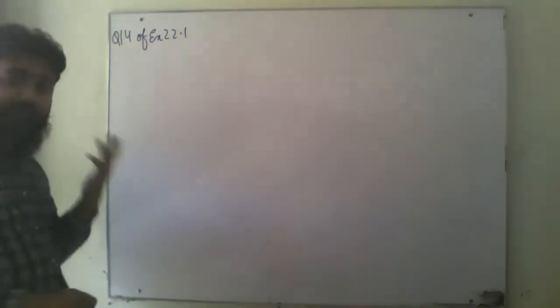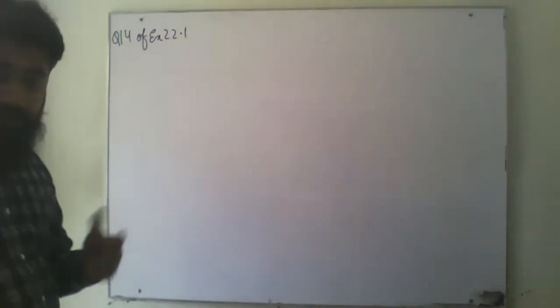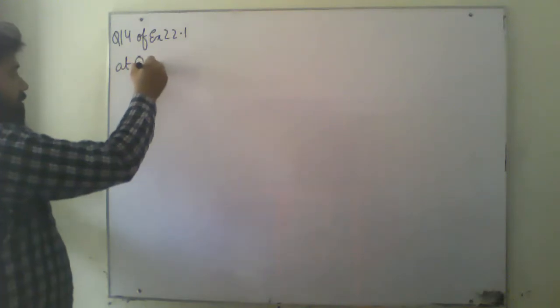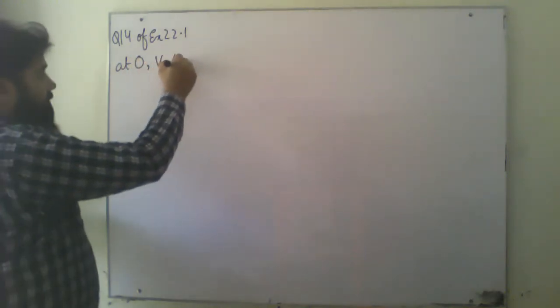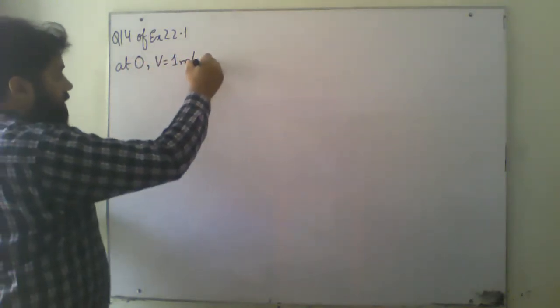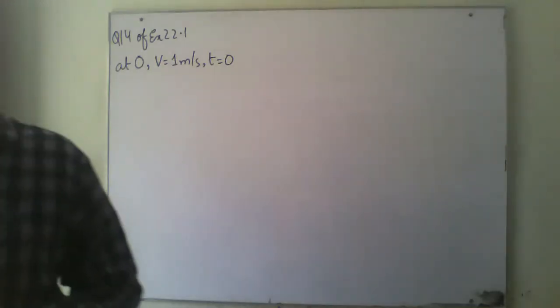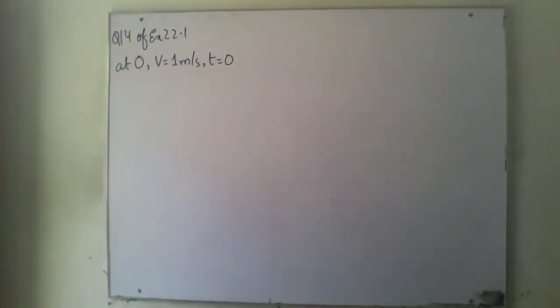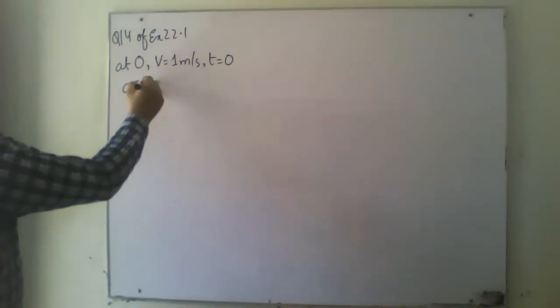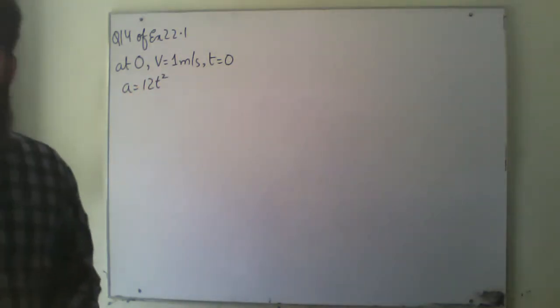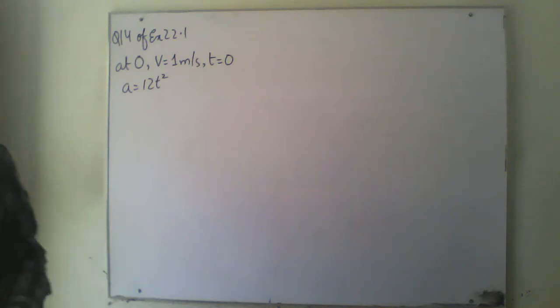So at O, when we are moving with a velocity of 1 meter per second, it means at O, when velocity is 1 meter per second, time is 0. That is the first piece of information given to me. Acceleration is given by 12t square, where t is the time after passing O, right?